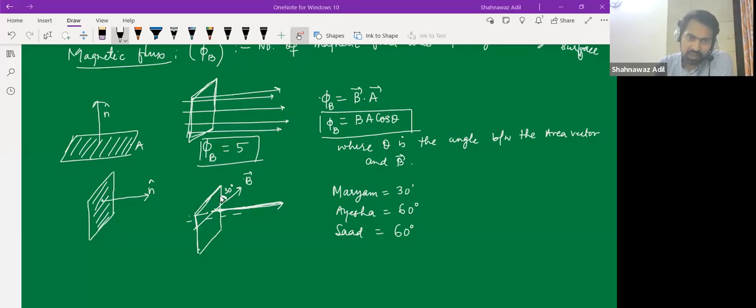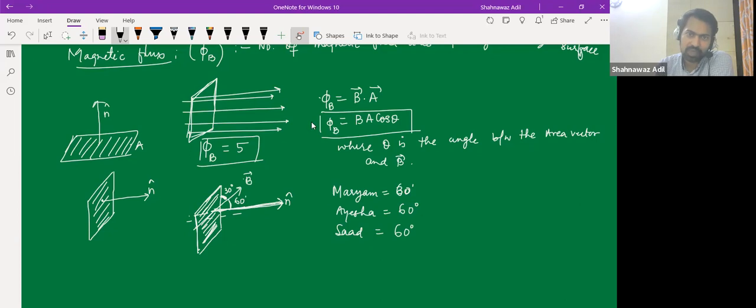So this is always perpendicular to the surface, right? And this is 30 degrees from the plane. The area vector is perpendicular to the plane, and the field is making a 30-degree angle with the plane, so this angle would be 60. So the angle between the magnetic field and the area vector is 60 degrees. Understood?